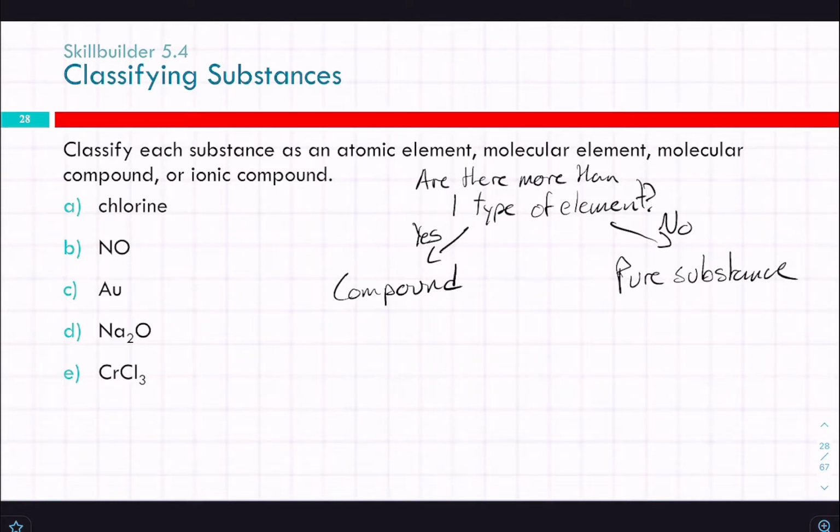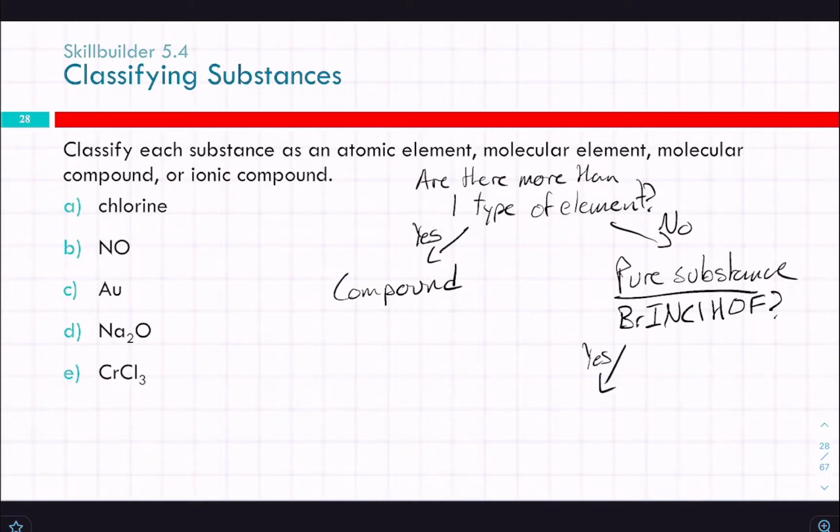So for chlorine, do we have more than one type of element? Nope. So we're going to say no, it's a pure substance. And we have two different types of pure substances. We can ask one question to see if they are an atomic element or a molecular element: is it one of the Brinkelhoff? And yes, right? Chlorine is the Cl in Brinkelhoff.